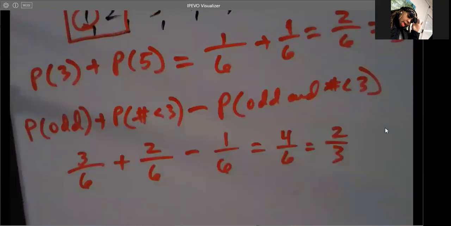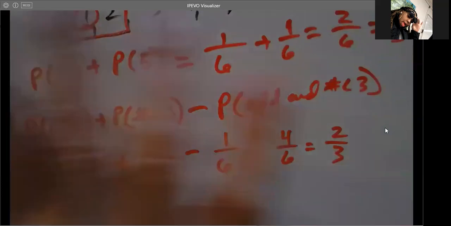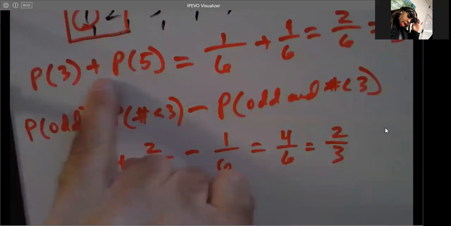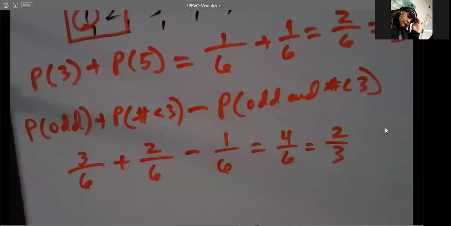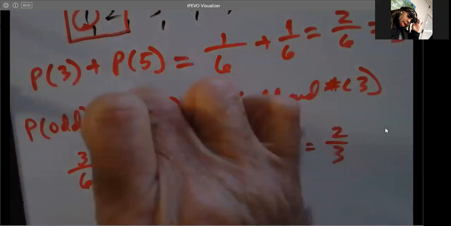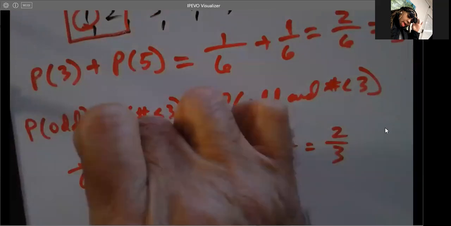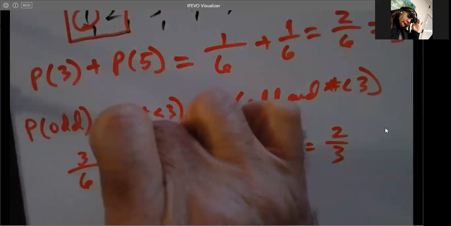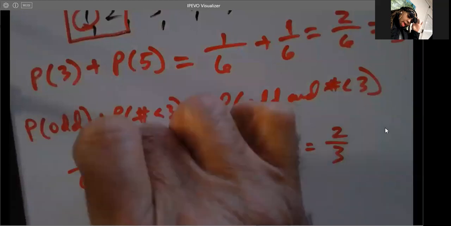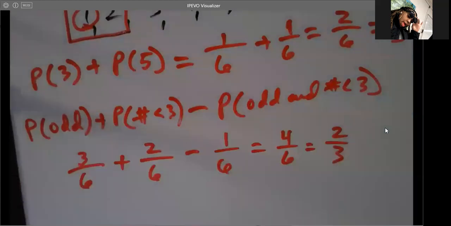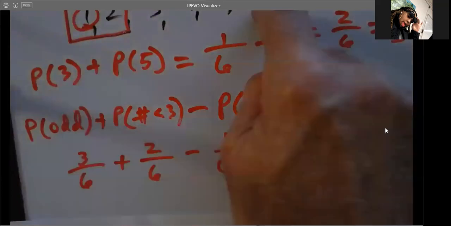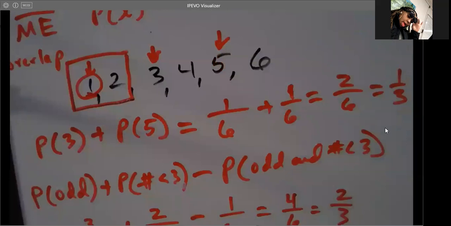So with or, you add. We're not doing and. We're not doing multiplication, we're just adding. So with adding, you have to be careful by looking at whether it's mutually exclusive or not. So it helps to write out the sample space like what we did to see if it's mutually exclusive or not.